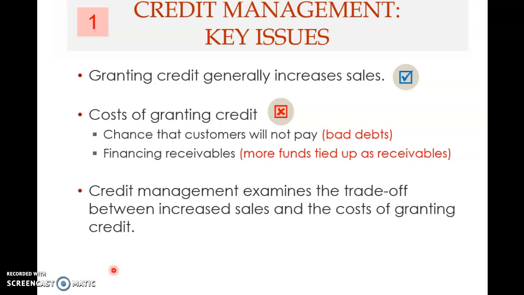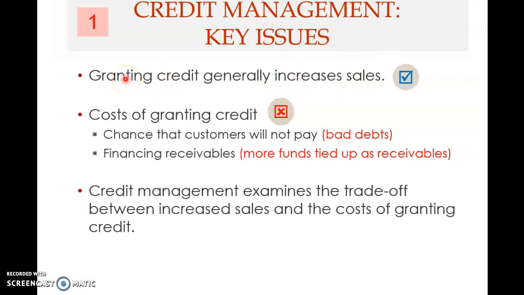Now, here we are going to look at the main issues in credit management, or receivable management. The first point here says granting credit generally increases sales. Why must companies grant credit? That means they sell on credit basis to their customer. Generally it increases sales. It promotes sales because customers can buy now and pay later, right? Rather than buy now, pay now. So customers prefer buying now and paying later. So this is a kind of promotion. It promotes sales. It increases sales.